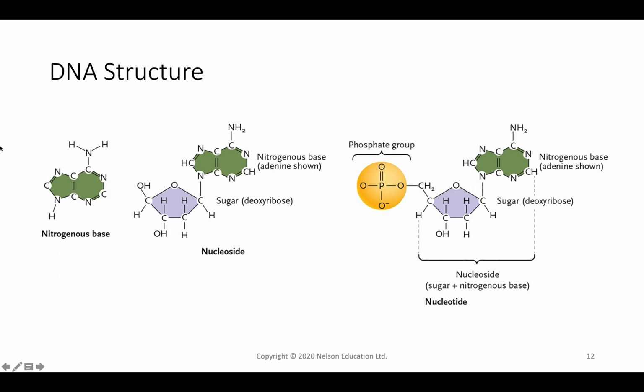Okay, so we start off with the nitrogenous base, and when we add the sugar, it becomes a nucleoside. We very rarely refer to things as nucleosides because we always have that phosphate group popped on there, which makes us a nucleotide. So the nucleotide is going to be the sugar, the nitrogenous base, and the phosphate group added on.